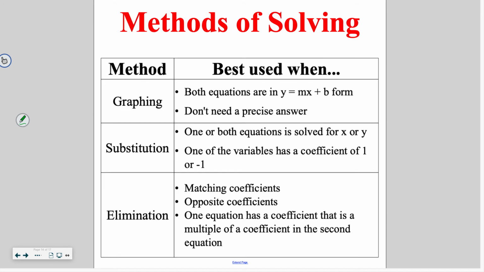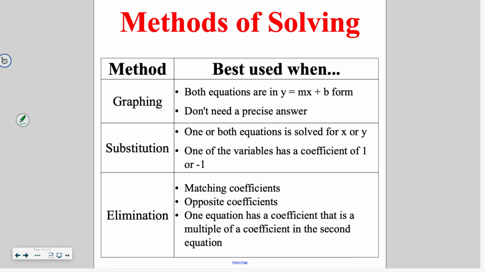Last thing that we are going to talk about in this video is how do we decide which of our three methods is the best? So the first method, in section 4.1, we talked about graphing. In the second, section 4.2, we talked about substitution. And then the first part of this lesson focused on elimination. So as you can see in this chart, there's some clear ways for how we can decide which one is best.